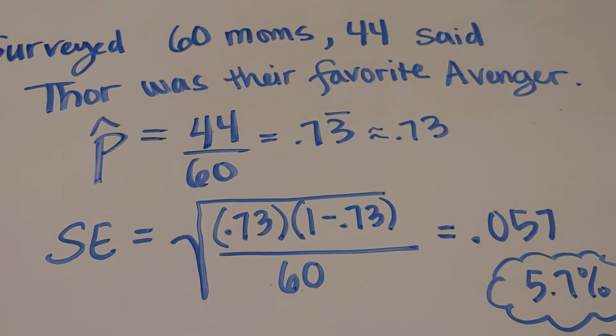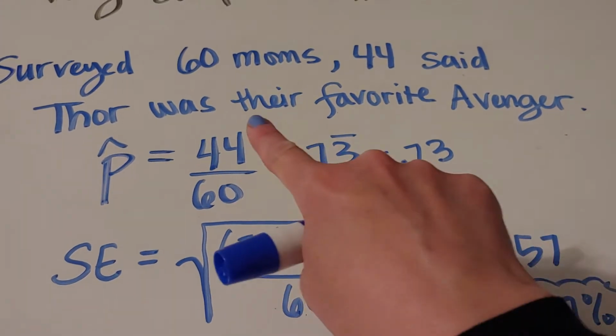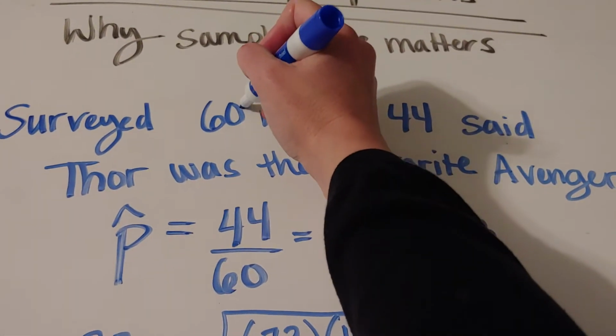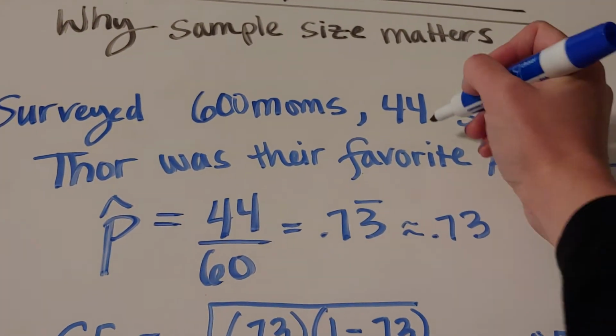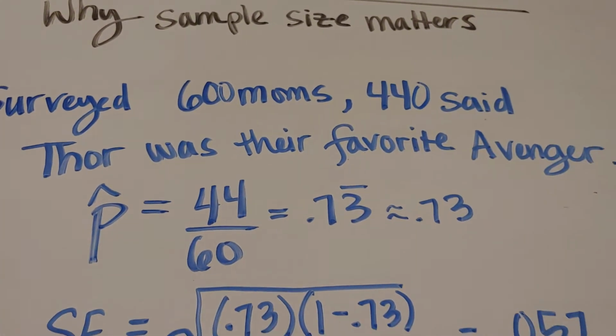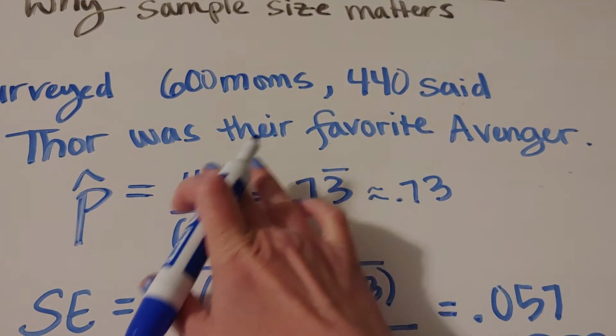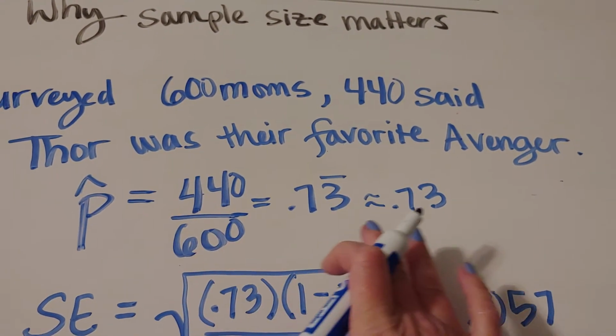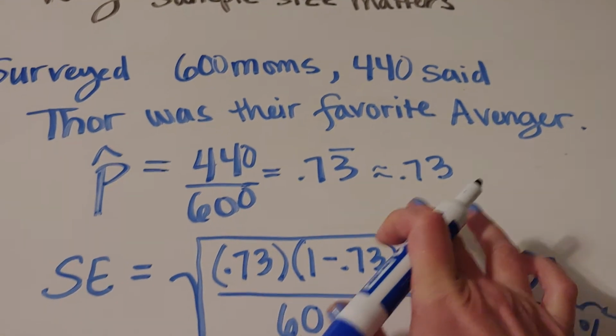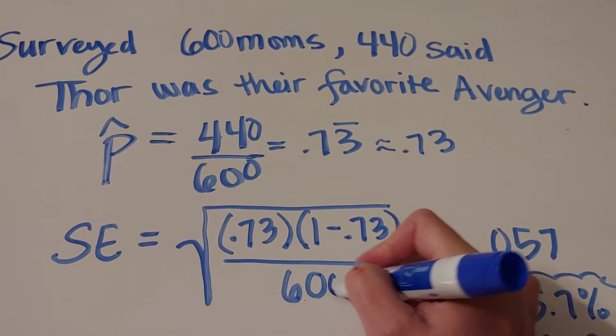Now, what happens if I go up and instead of having 60 moms, I now have 600 moms? And instead of 44, it's 440. Well, what'll happen is that this portion actually is going to end up staying the same, but where we're going to see the big difference is right here.